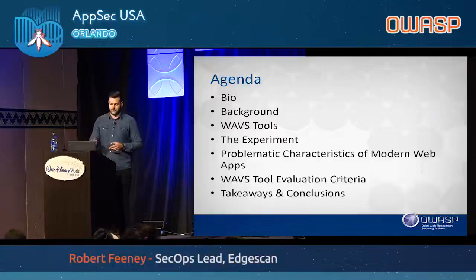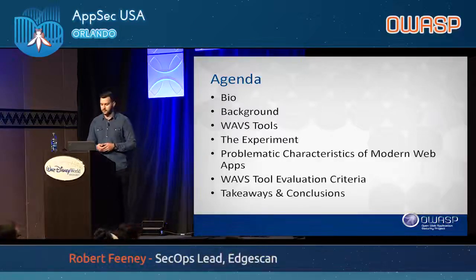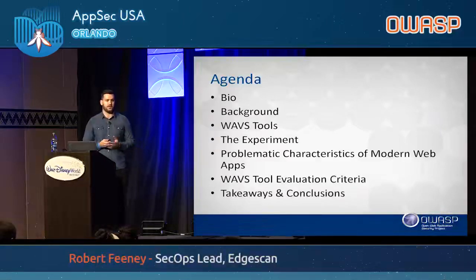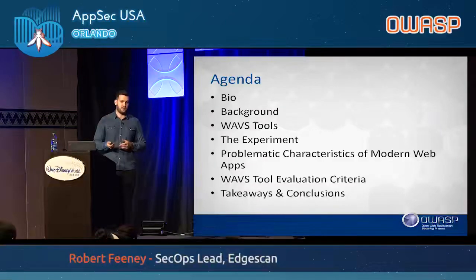We'll have a brief introduction into web application vulnerability scanning tools, also known as WAVs, how they work and the different types of data that they produce. The experiment, which I undertook for my master's thesis, will speak about the key points from that in order to evaluate the tools and identify the differences between them. So that will make reference to point 1 made in the introduction. We'll then speak about the problematic characteristics of modern web applications. So that'll make reference to point 2 in the introduction. We'll speak about the web application vulnerability scanning tool evaluation criteria, so that's how you or your organization can best choose a tool that suits your needs. And then we'll have the takeaway and conclusions.